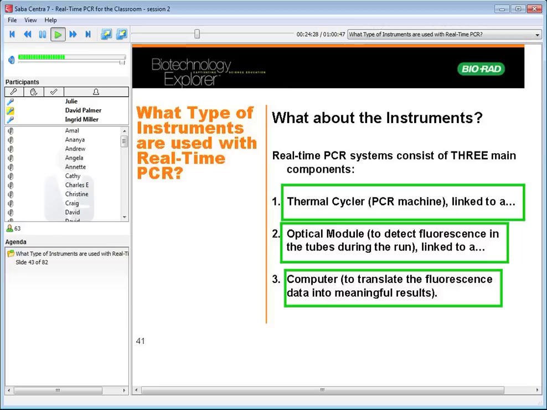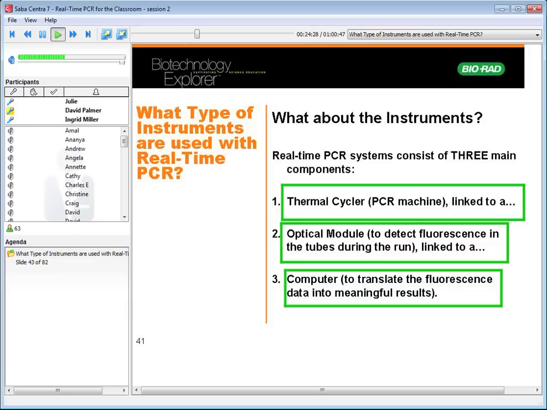So I mentioned the computer. The computer that's connected to a real-time PCR system will be doing a couple of things. The first one is it lets you set up the PCR protocol, so you can program in what the temperatures are that you want each step of the PCR cycle to hit. 95 degrees, 60 degrees, 72 degrees, whatever it happens to be.